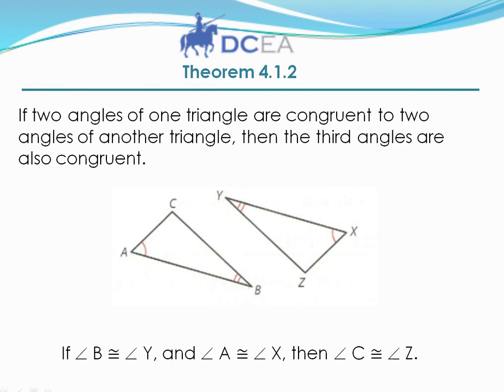So if angle B, and you can see the two hash marks, is congruent to angle Y, and angle A is congruent to angle X, then by default, angle C is congruent to angle Z. This proof is often done by using measures of triangles to prove that they all add up to 180. And when we're using this in a proof, we just state third angles are congruent.